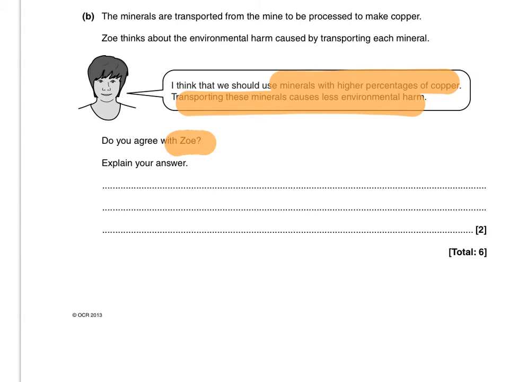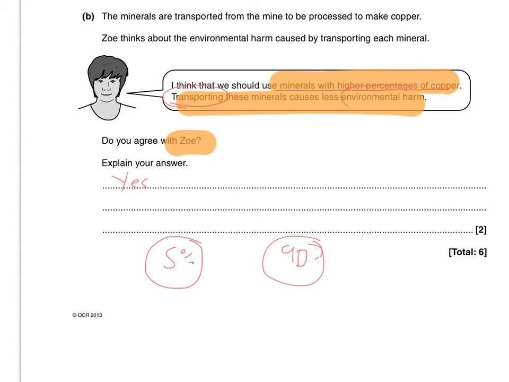Do you agree with Zoe? Well, yeah, we probably do. So why would transporting minerals with a high percentage of copper cause less environmental harm? Well, let's imagine we've got one with 5% copper and one with 90% copper. We still need to transport the same amount of copper, but this one's going to be transporting much more other materials than this one, and we've got to try and relate that to environmental harm.